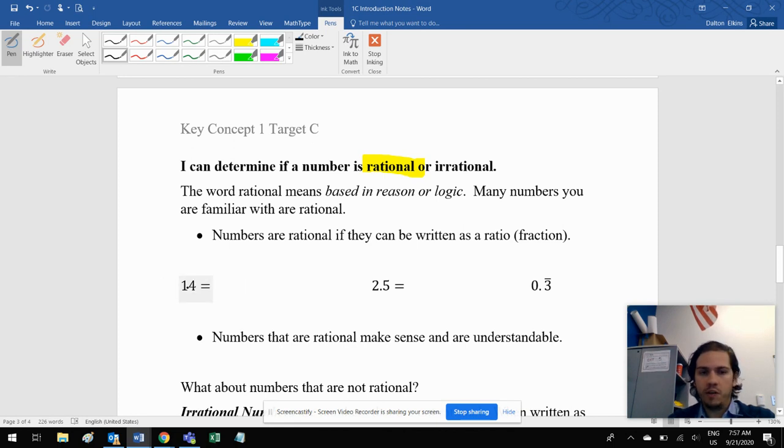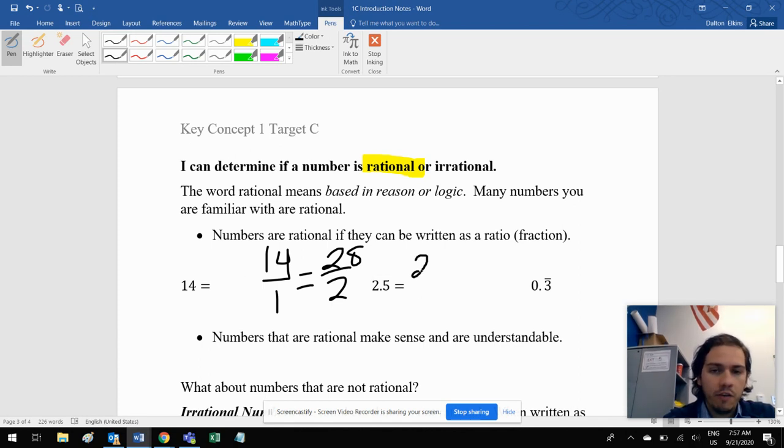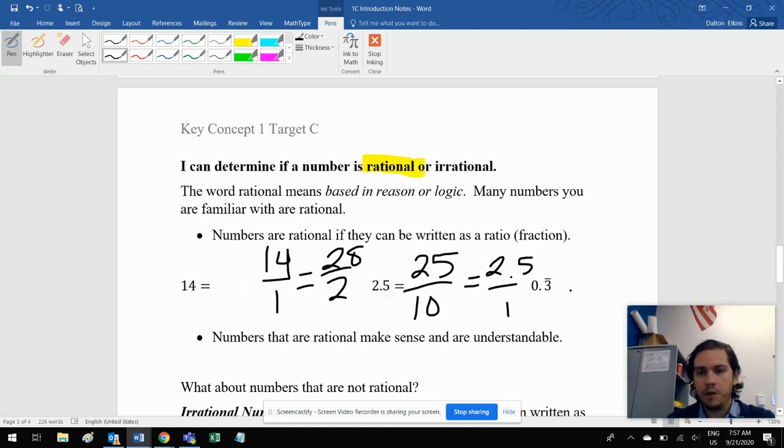Here we have 14, right? So 14 is 14 over 1 in some instances, or in other instances, it's 28 over 2. There's actually an infinite amount of ways you could take this number and write it as a fraction. Same thing is true for a number with a simple decimal, like 2.5. So 2.5 is 25 over 10, or it's 2.5 over 1. There's tons of ways to write this, an infinite amount of ways to write this as a fraction.